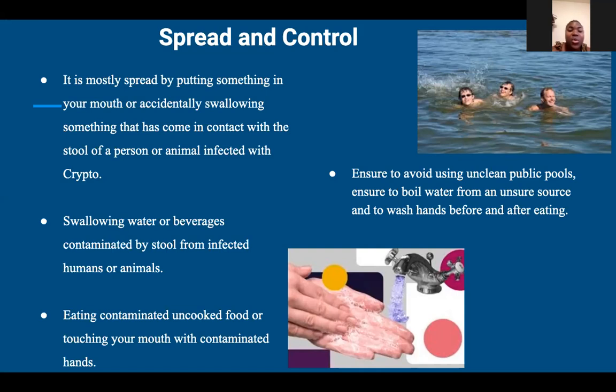So we have to ensure that we don't eat contaminated food and that we cook our food very well, because the oocysts die at 62 degrees Celsius, so it's not so high. Cooking your food well, making sure it's boiled well or fried well, will help kill and inactivate the oocysts. So avoid unclean public pools, boil water from an unsure source, and also wash your hands before and after eating. We can't emphasize enough the importance of washing hands. It can help kill a lot of pathogens and also help avoid a lot of diseases.